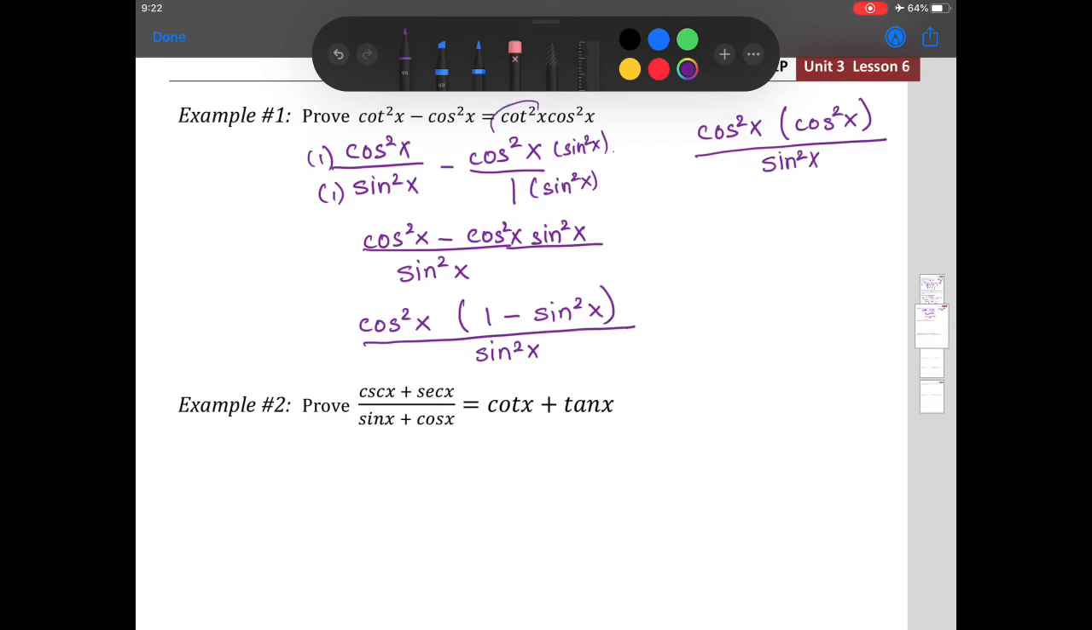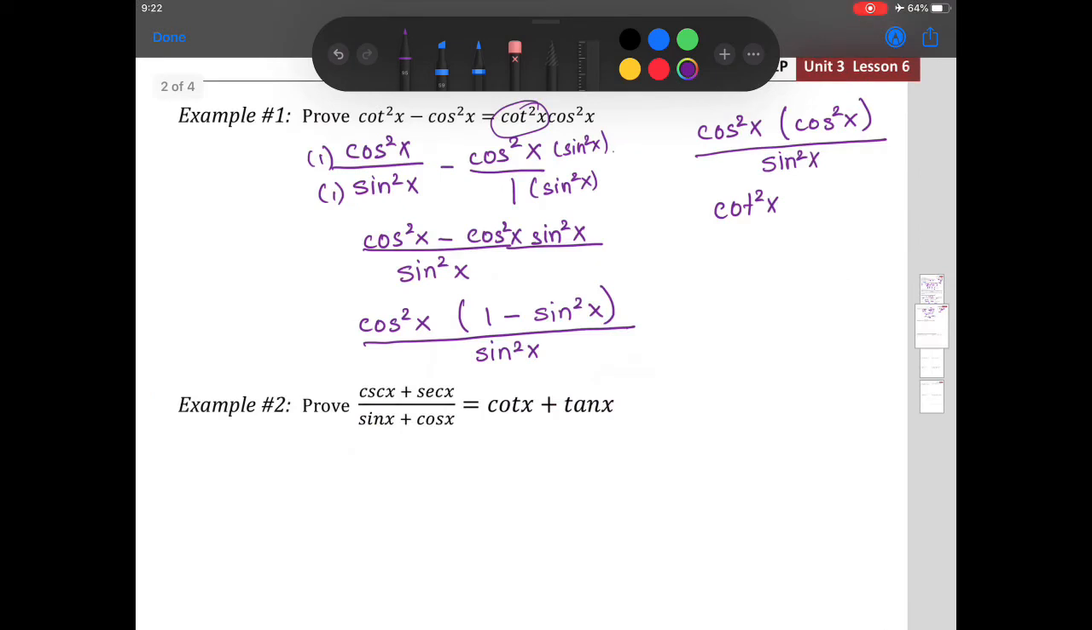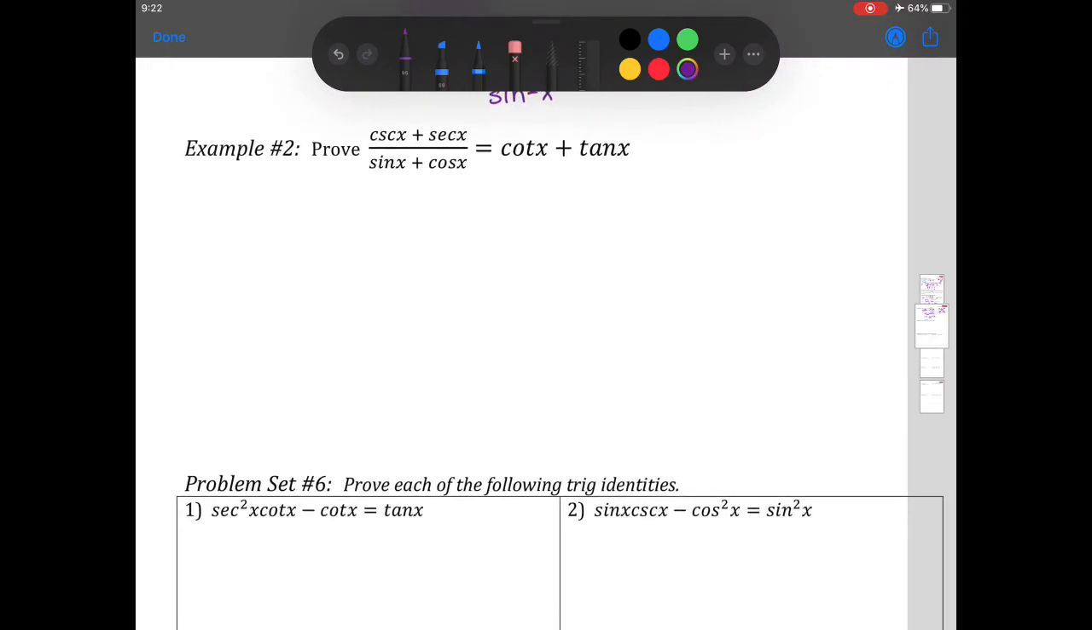And keep checking what is going on. So look here. Isn't cosine square over sine square x just cotangent square x? Oh sorry, not equal to, my bad. That's cotangent square x times cosine square x, and that's your left side, and you proved it, right? So let's try example 2.